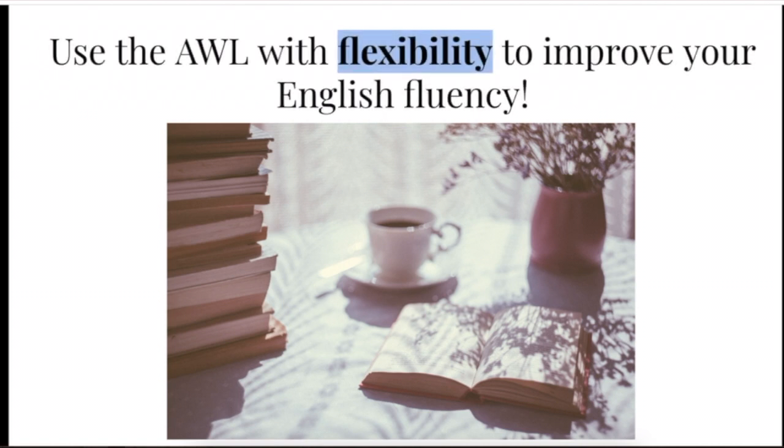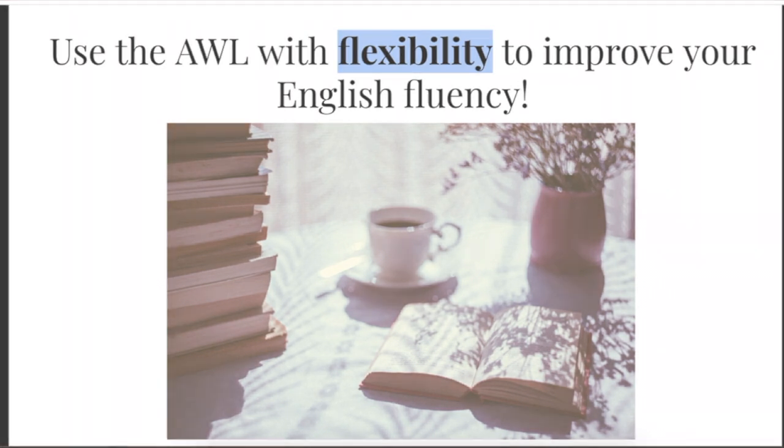All right, so this is our final word here. Use the AWL with flexibility to improve your English fluency. So what do I mean by that? Use the AWL with flexibility. This means that you need to use these words in many different areas, right? You need to use them when you're speaking, when you're writing, when you're reading. So you need to be flexible. And this will help you improve your English fluency.